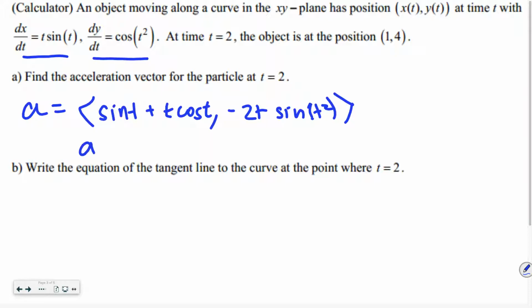Okay. So our acceleration evaluated at 2. Make sure that you are in radians, please. And I'll let you find this for me.